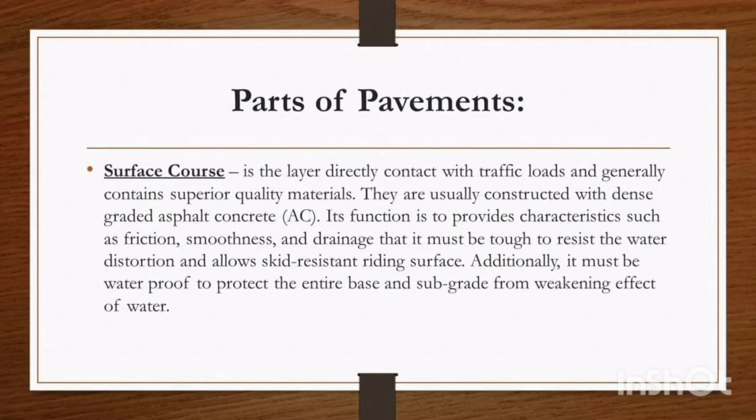They are usually constructed with dense graded asphalt concrete or AC. Its function is to provide characteristics such as friction, smoothness, and drainage. It must be tough to resist the water distortion and allow a skid-resistant riding surface. Additionally, it must be waterproof to protect the entire base and subgrade from the weakening effect of water.